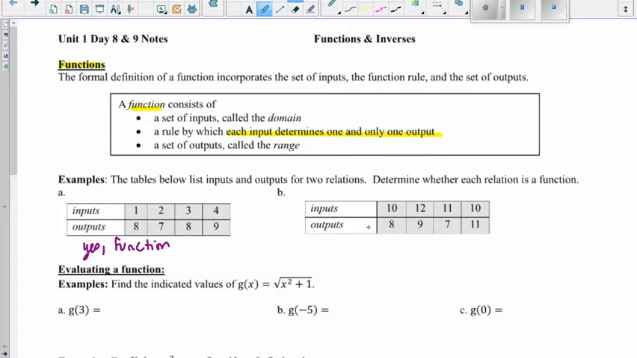Looking at the next one, we have 10, 12, 11, and 10. So here we see that we have repeating inputs, or repeating x values. Each input does not have one and only one output because this has an output of 8 and this one has an output of 11. So no, this is not a function.